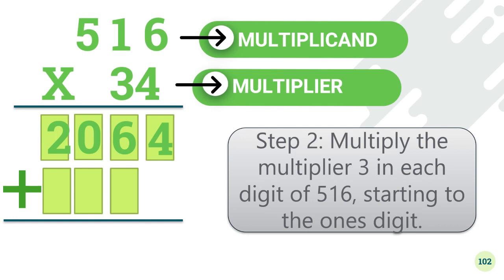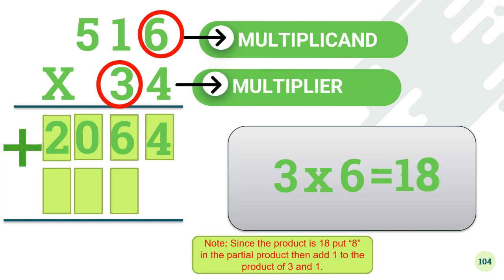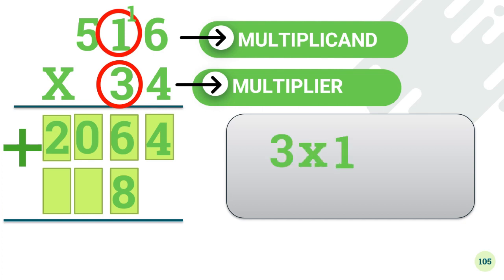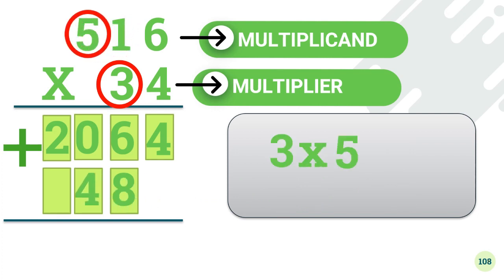Step 2. Multiply the multiplier 3 in each digit of 516, starting to the ones digit. So we have 3 times 6 is equals to 18. Since the product 18 is a two-digit number, put 8 in the partial product, then add 1 to the product of 3 and 1. Remember, in writing the partial product, leave the ones place blank since the multiplier 3 is in the tens place. Then 3 times 1 is equals to 3. Plus 1 is 4. And 3 times 5 is 15.